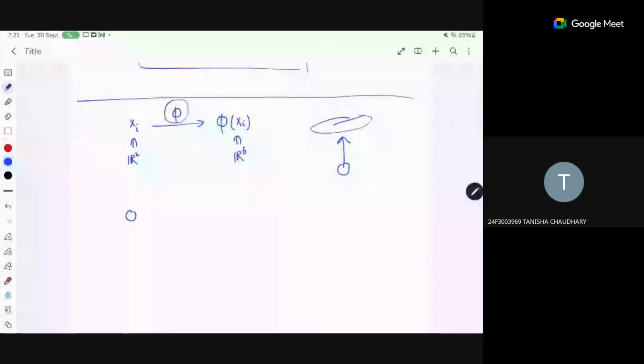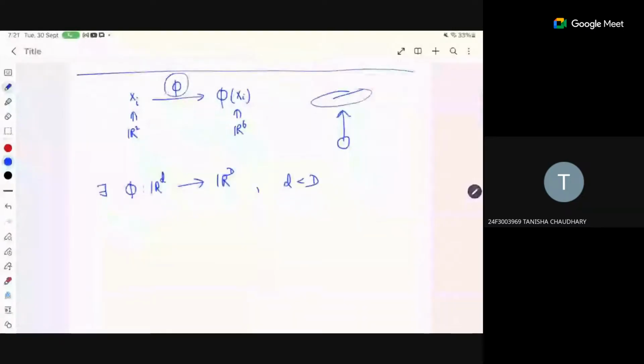All right. So let's say there is some mapping phi which is moving from R^d to R^D, where my D is capital, bigger than the small d. So there always exists some mapping such that you can do k of x comma x dash to be equal to phi of x transpose phi of x dash.